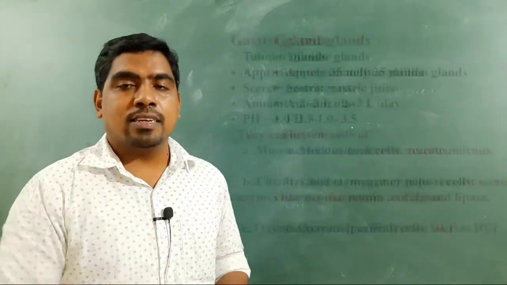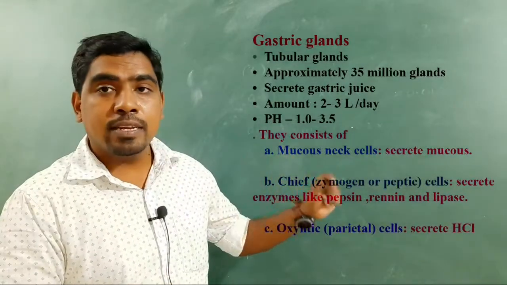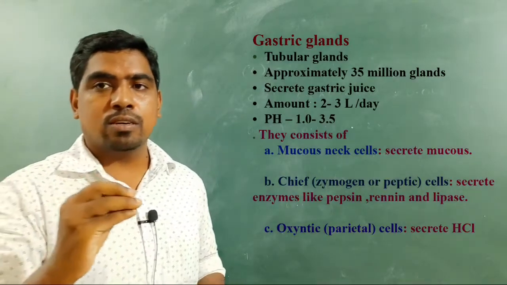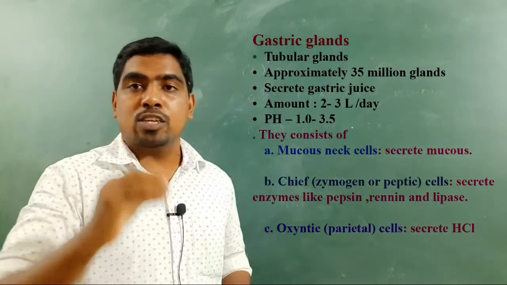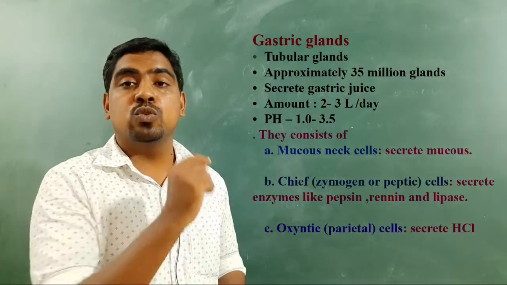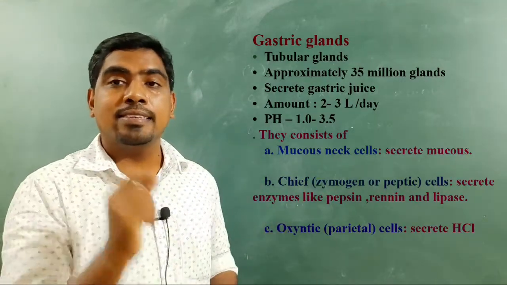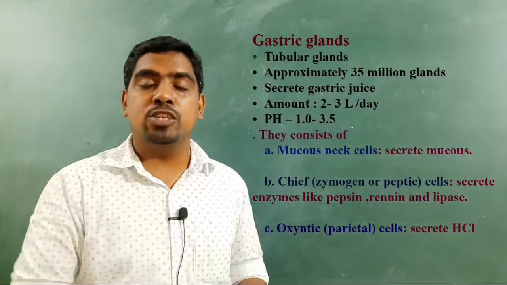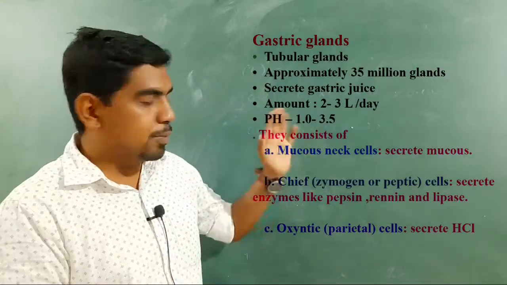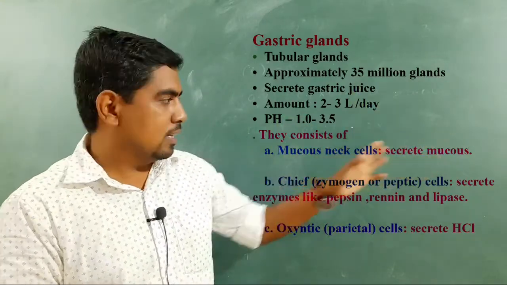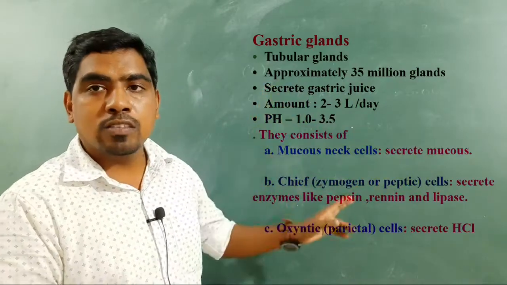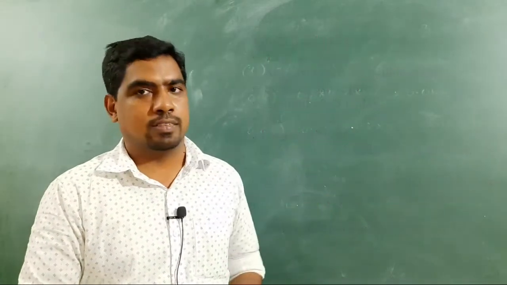Second gland is gastric gland. There are approximately 35 million glands. The secretion of the gastric gland is called gastric juice. The amount of gastric juice is 2 to 3 liters per day, and it is acidic in nature and the pH is 1 to 3.5. The gastric gland has three cells: mucous neck cell that secretes mucus, chief cell that secretes enzymes, and oxyntic cell that secretes hydrochloric acid.